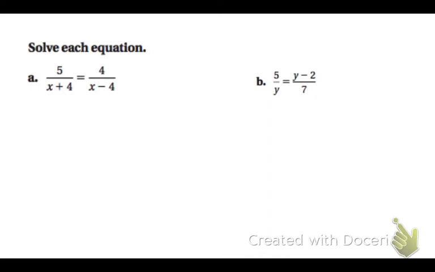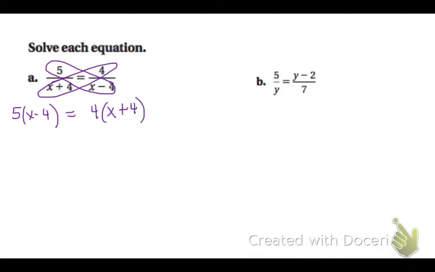The cross product property states that when you have two ratios equal to each other, their cross products are also equal. So you multiply here and here. So we have 5 times the expression x minus 4 equal to 4 times the expression x plus 4. All right. First step then after this would be to distribute both sides. Okay. So 5x minus 20 would be equal to 4x plus 16.